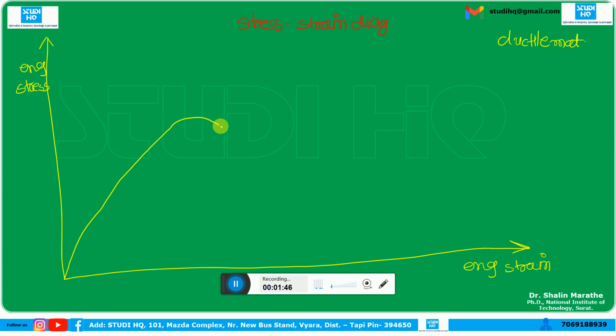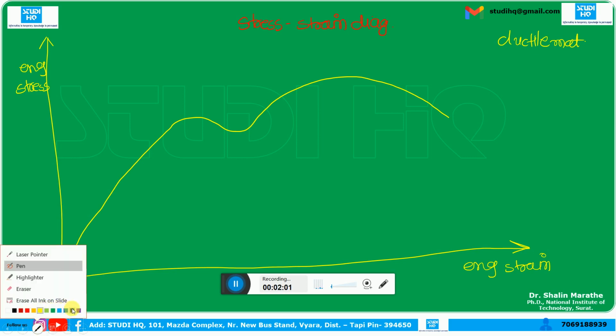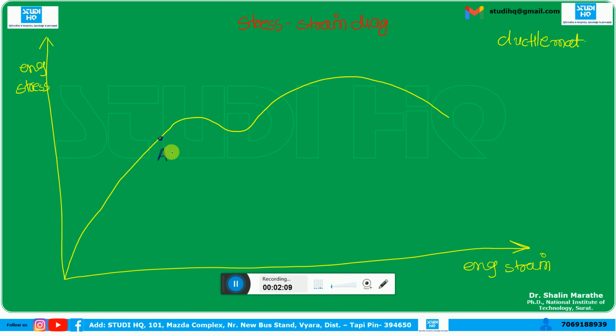Okay, so this is how the graph looks. Okay, let us consider the points on the graph. So the first point that we have on the graph, let us say this is A, this is B, this is C, this is D, this is E, and this is F.